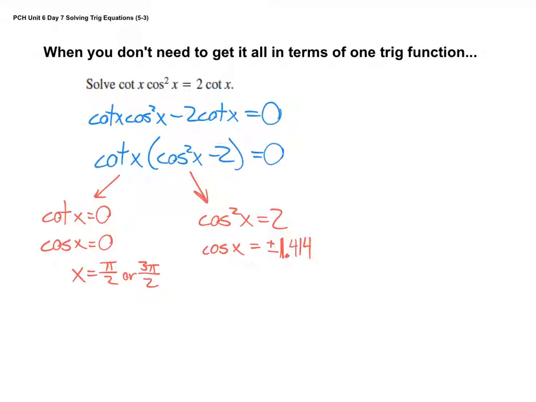Go ahead, try it on your calculator. Inverse cosine of 1.414. It doesn't have an answer. It says an error. Why does it have an error?